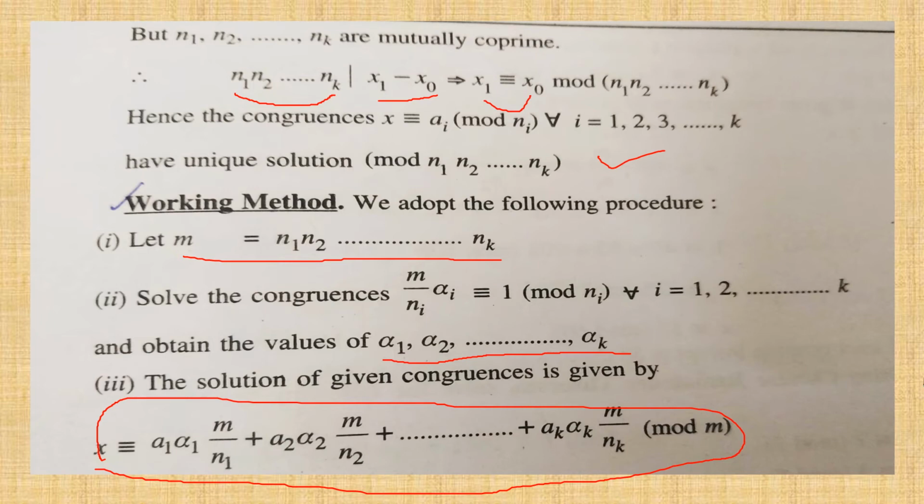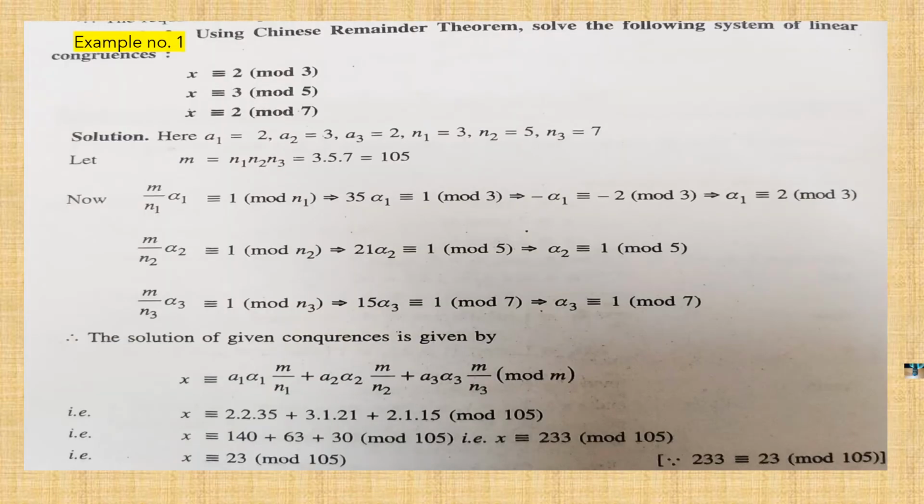Now look at the different examples. Look at this question. Using the Chinese remainder theorem, we have to solve this system. These are my a1, a2, a3 written here, and these are my n1, n2, n3 written here. First of all, we will find M, that is the product of these prime numbers. Then we have to find three congruences.